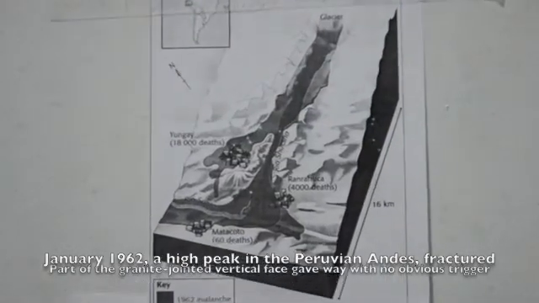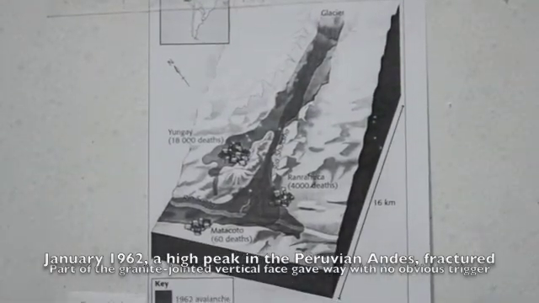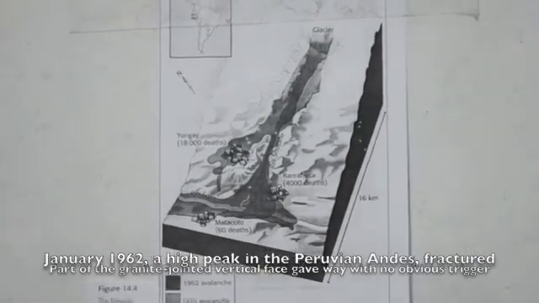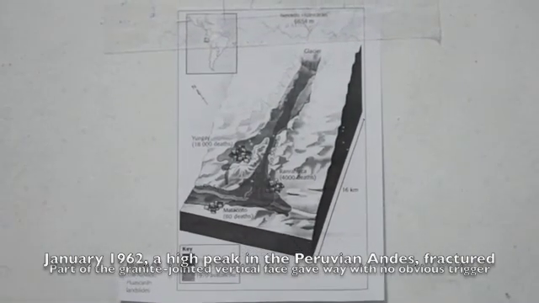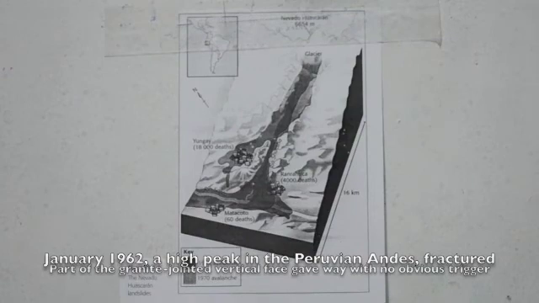In January 1962, part of the west side of Nevado Huascarán, a high peak in the Peruvian Andes, fractured. Part of the granite jointed vertical face gave way with no obvious trigger.